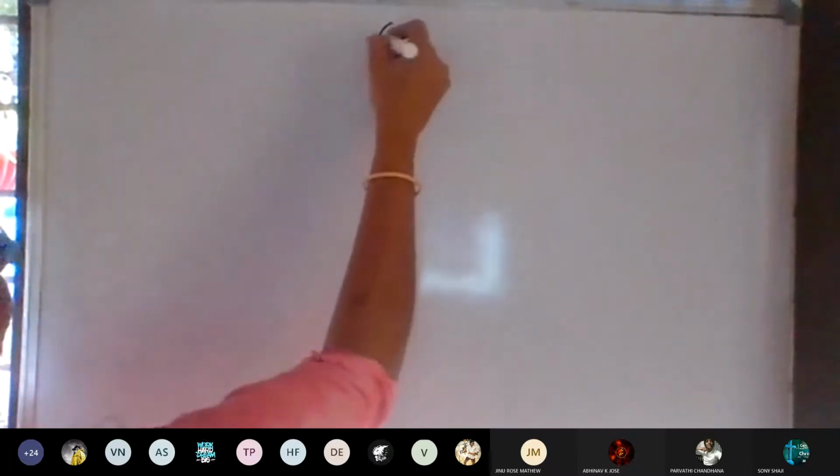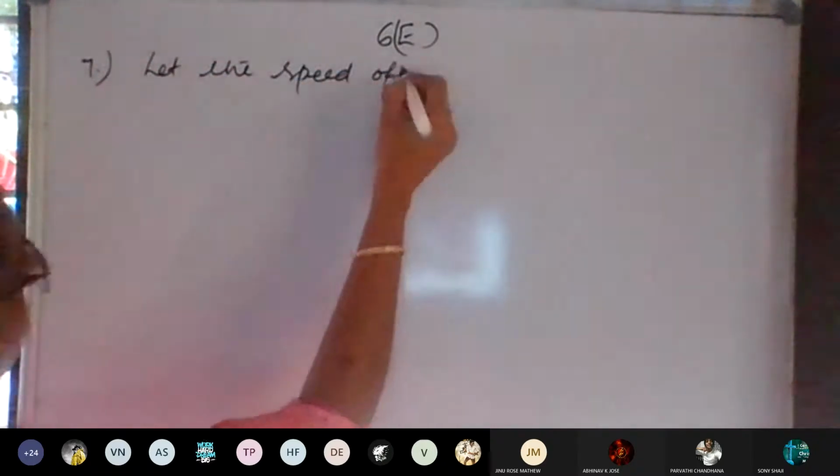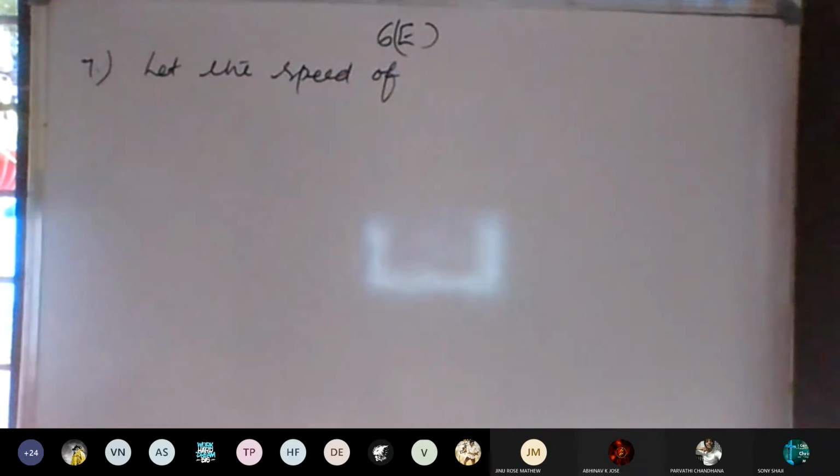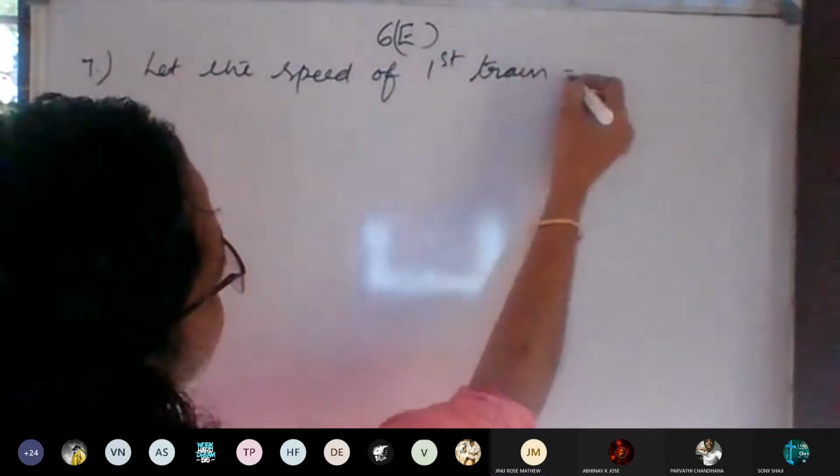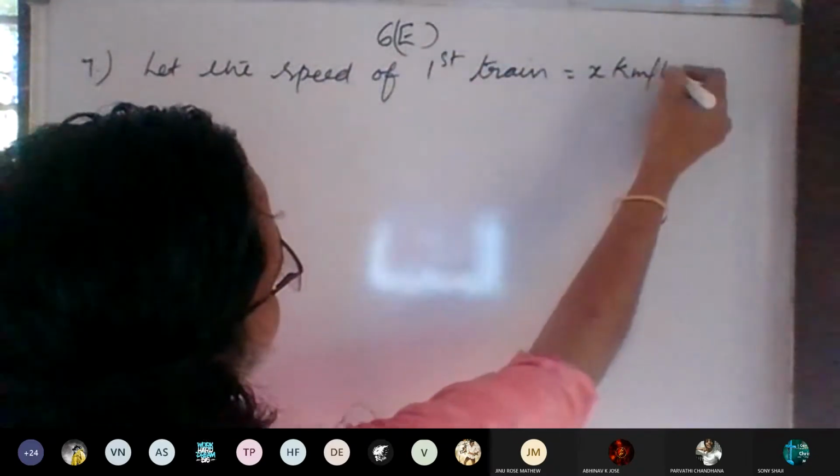Two trains leave a railway station at the same time. So the speed, we don't know the speed. So let the speed of the first train be x kilometer per hour.